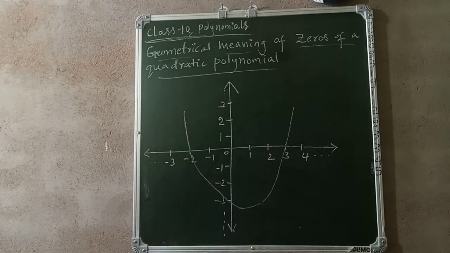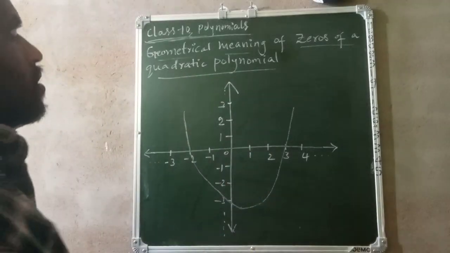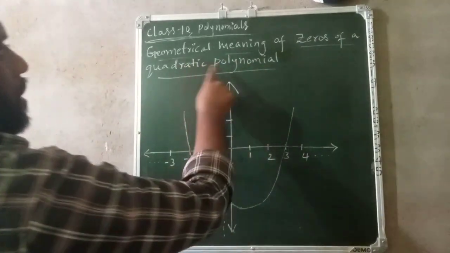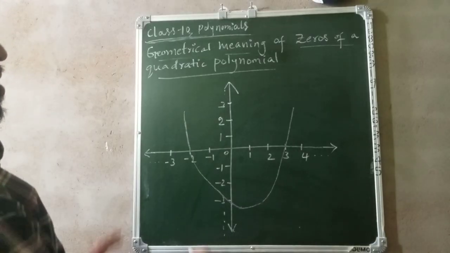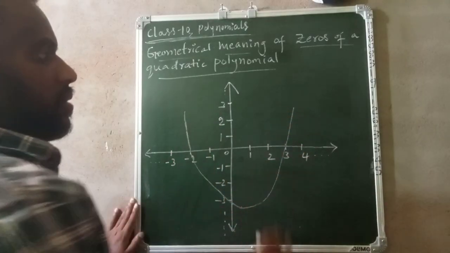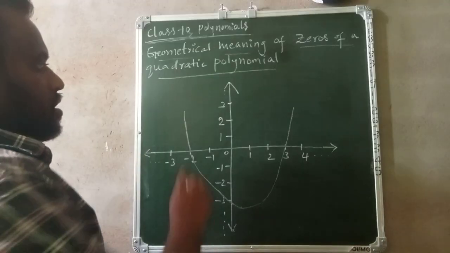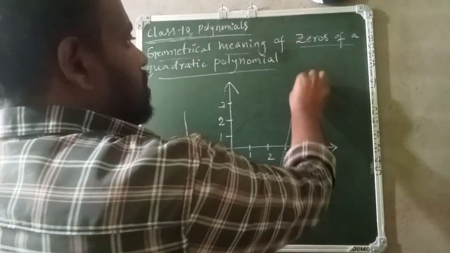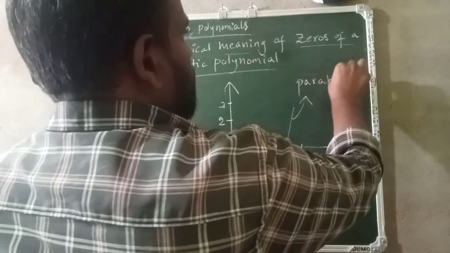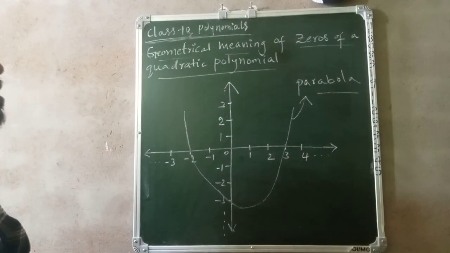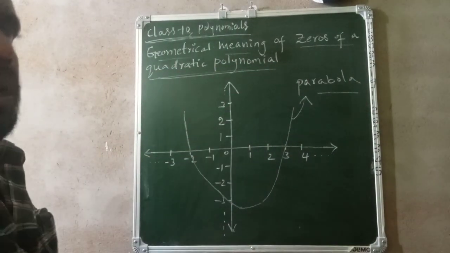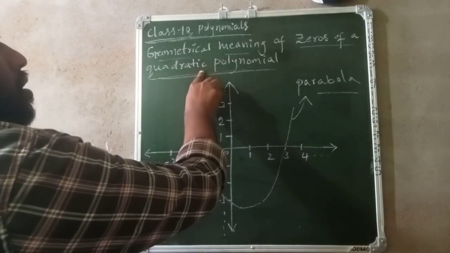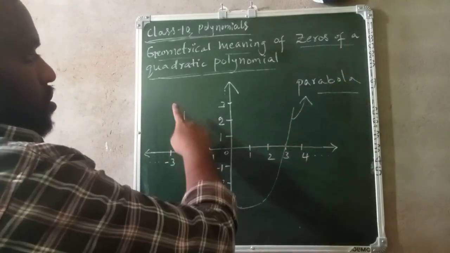So this is for class 10 students, polynomials chapter. The topic is geometrical meaning of zeros of a quadratic polynomial. See, you can see this is a curve, a U-shaped curve. This U-shaped curve always represents a parabola. And remember, the shape of the graph of a quadratic polynomial is always a parabola, that means U-shaped.